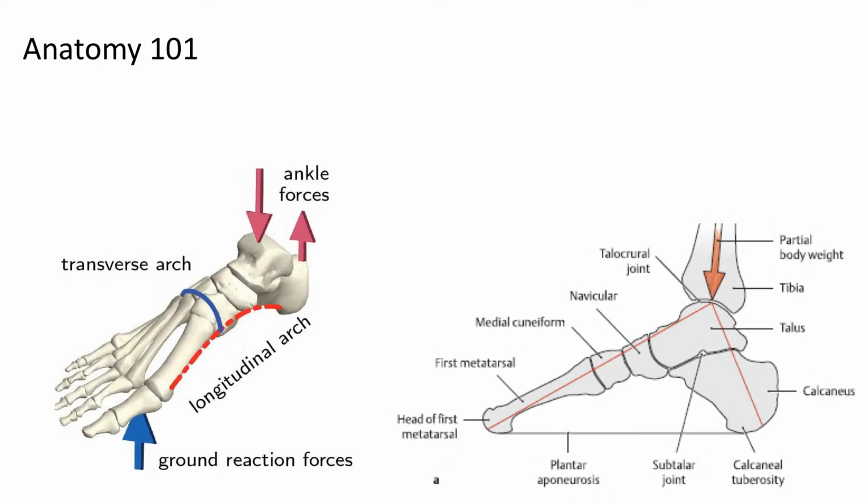The shape of the tripod naturally creates 2 arches within the foot that are key for stability. There's a longitudinal arch that travels from the calcaneus to the toes, and there's also a transverse arch that travels from the midfoot to around the level of the metatarsals.